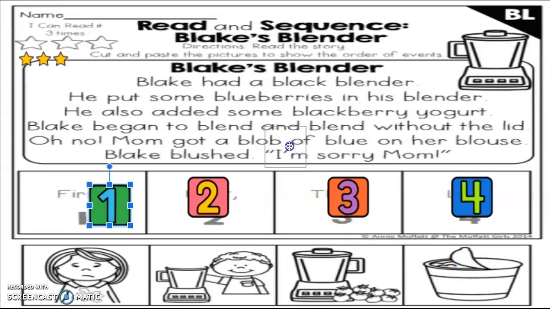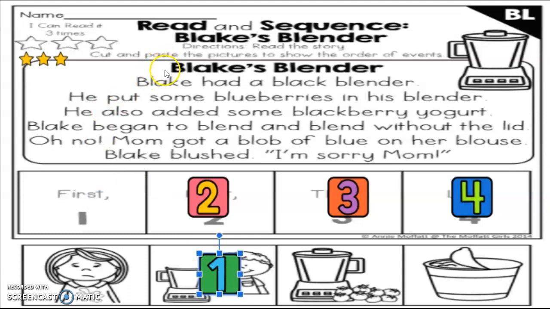So I'm thinking here it says that Blake had a black blender, and that looks like Blake and a blender. And then we've got that he put some blueberries in his blender. So you've got to think about what illustration matches that.